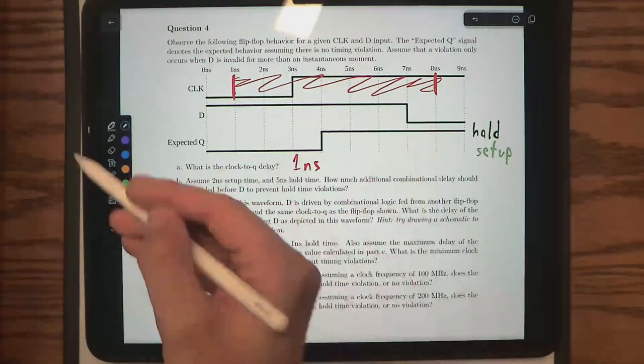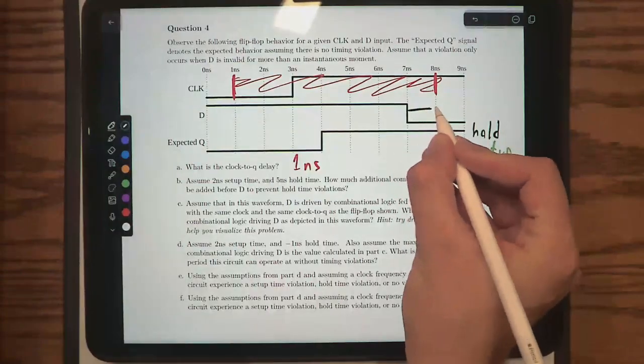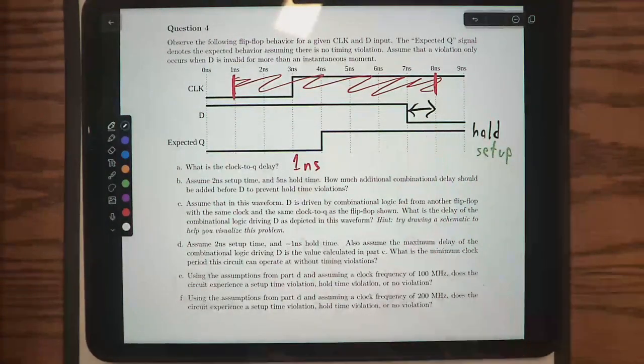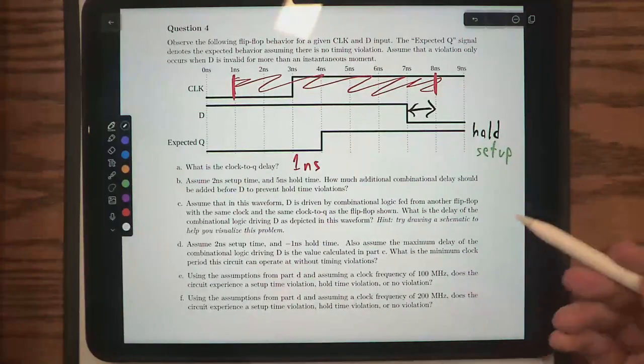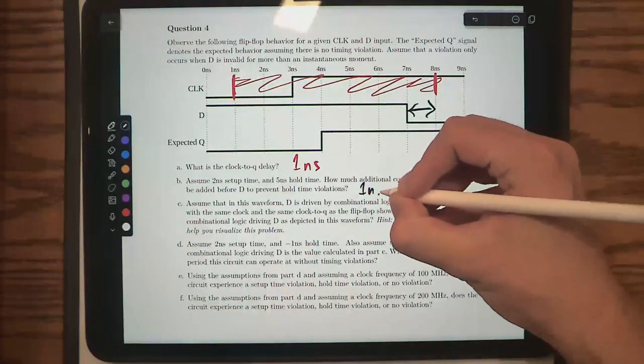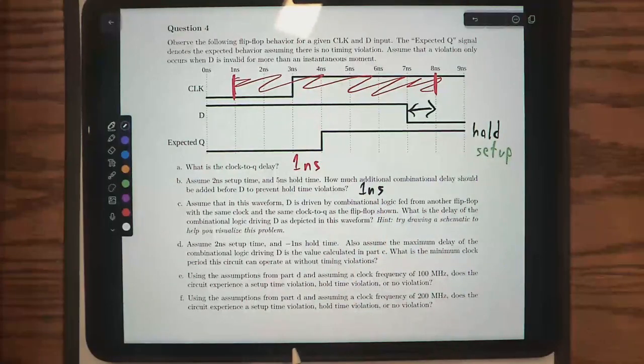Just one single step right here. Because if we shift it by just one single step, then we're good. We have no more timing violation. So therefore, right here, this would be 1 nanosecond of combinational delay. Okay.